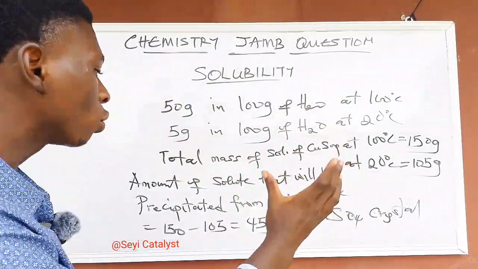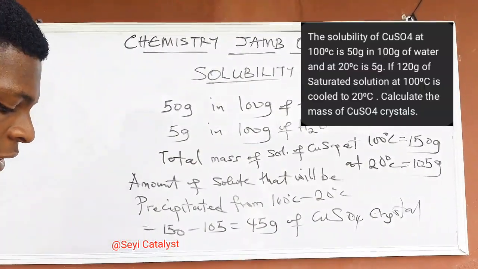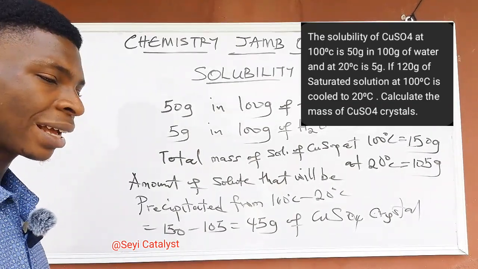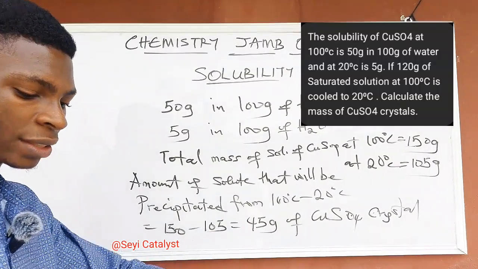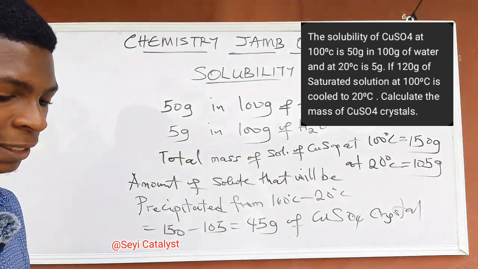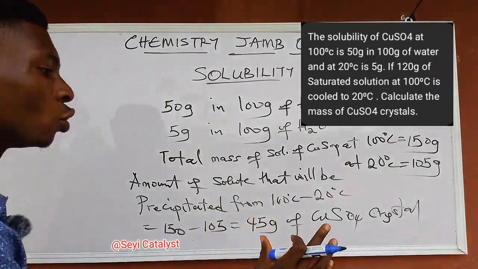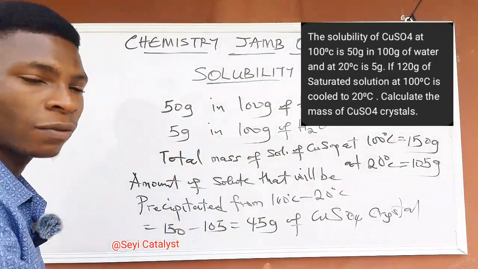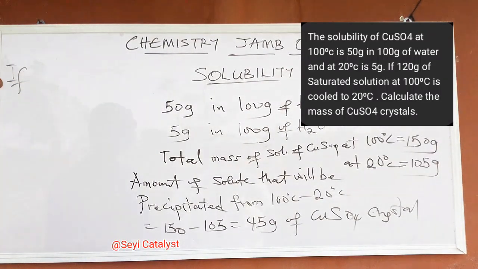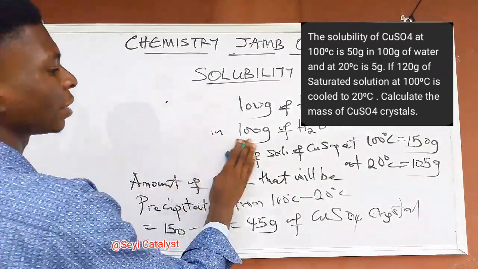So now we are going to use this information to calculate the real question. The question says that if 120 grams of saturated solution, the combined mass of the solute and solvent, at 100 degrees is cooled to 20, calculate the mass of copper sulfate crystal. Now we're going to use the information we have gotten here to calculate the answer. Let me clean the board so that we can see it very well.